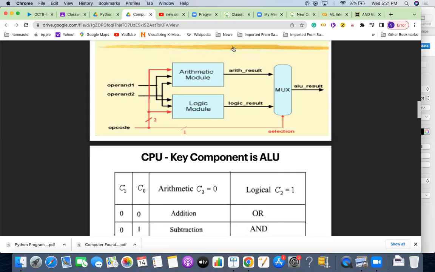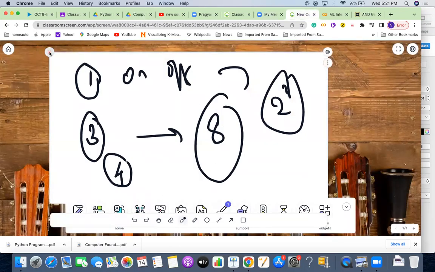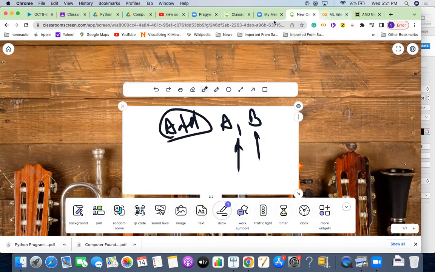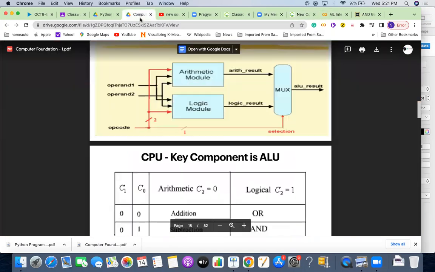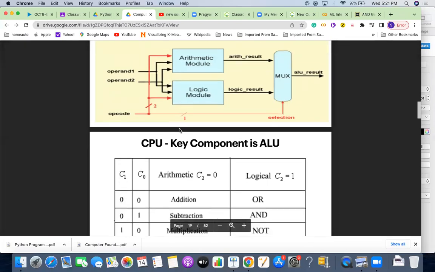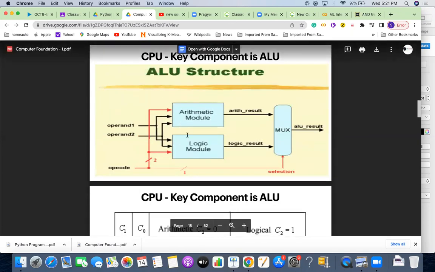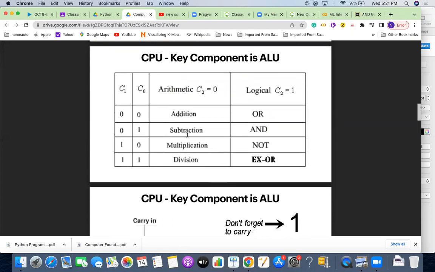So if you are trying to say add A, B, this is the opcode and these are the operands, fine. So you will be executing things. Now arithmetic operations, add, subtract, you all know: addition, subtraction, multiplication, and division. These are the basic arithmetic operators supported by the ALU.